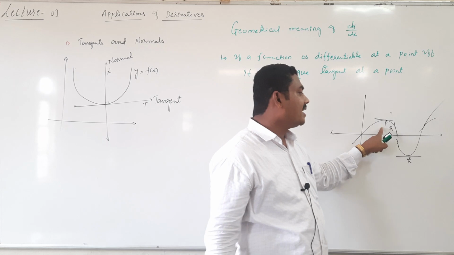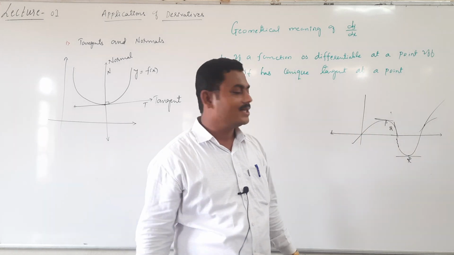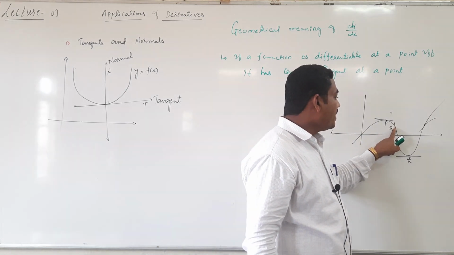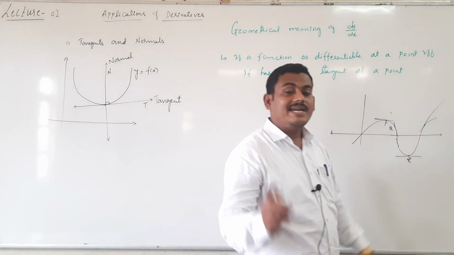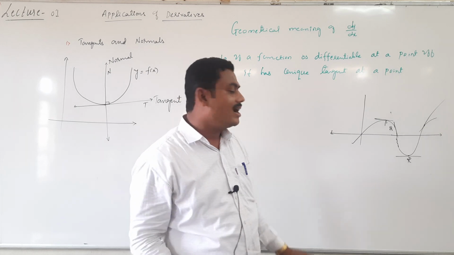Differentiable means unique tangent is possible at a point. At this point we can draw only one tangent. If multiple tangents are possible, then it is not differentiable.